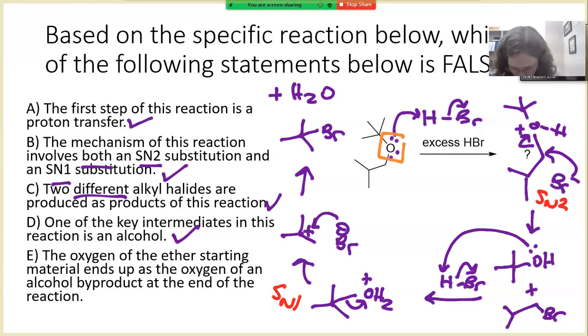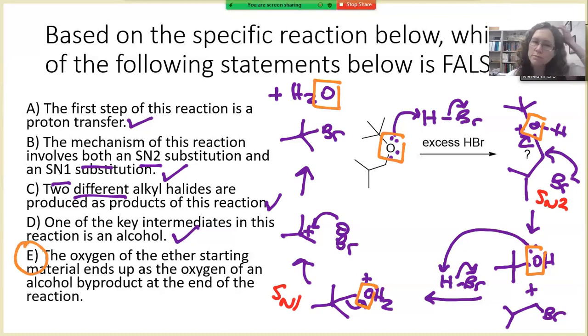So let's track as we move through where the oxygen is in each instance. Okay, and what we find is that the oxygen of the ether ends up in water, which is not technically an alcohol with an alkyl group attached to it. So I would say here that E is the only answer choice that is false, because the oxygen ends up in water instead of, say, an alcohol that we would make, which we don't actually make in this reaction. We're making alkyl halides. So answer choice E is the false statement.